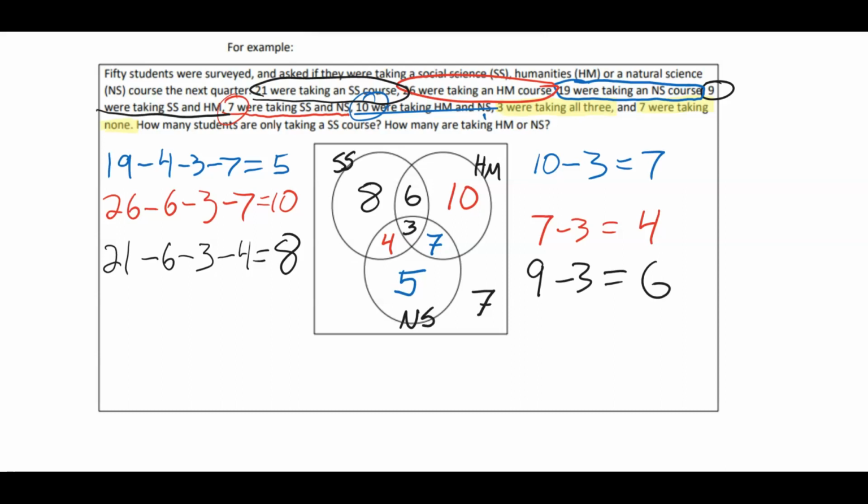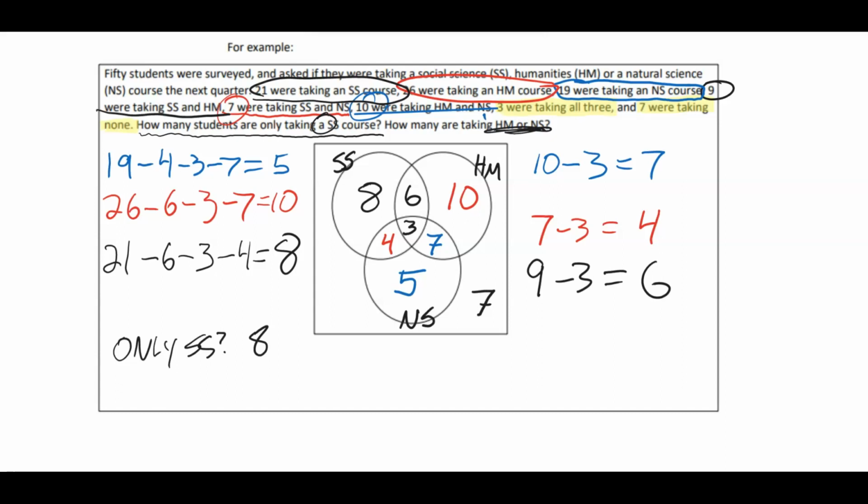So we can answer questions like, how many students are only taking an SS course? How many students are taking only an SS course? So that would be the 8 that we just found. 8. How many are taking HM or NS?